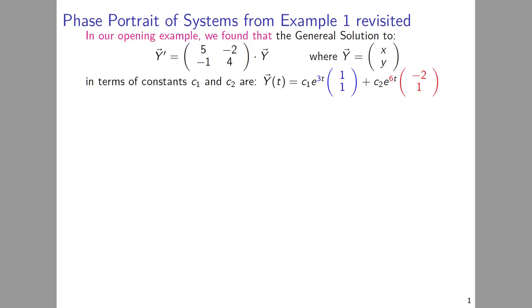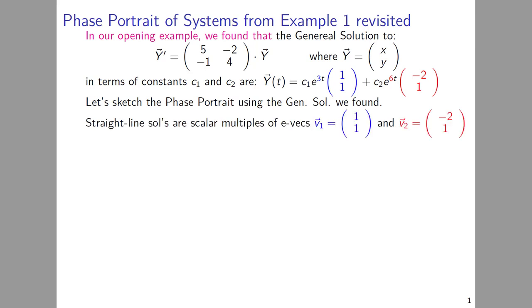In our opening example, we found that the general solution to y prime equals the matrix 5, negative 2, negative 1, 4 times y, in terms of constants c1 and c2, is given by the equation y of t equals c1 times e to the 3t times the vector 1, 1, plus c2 e to the 6t times the vector negative 2, 1. Let's sketch now the phase portrait using the general solution that we found.